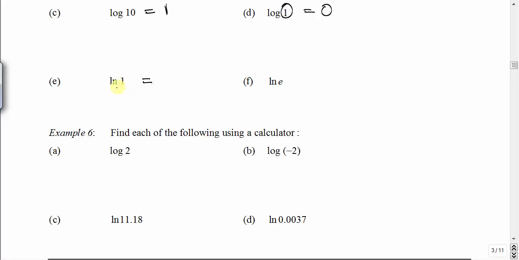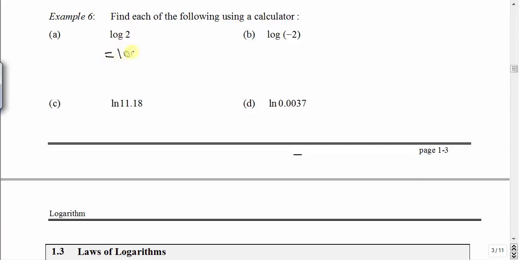Log 1 with the base of e, the result is a 0. Okay, ln e means log base e. These two values are the same, so the result is a 1. In example 6, we are going to use a calculator to find out the value of each expression here.